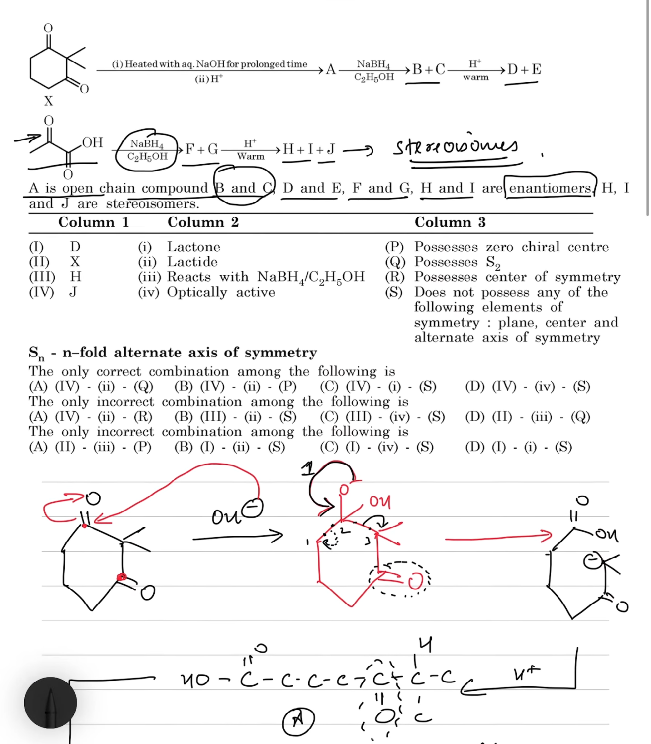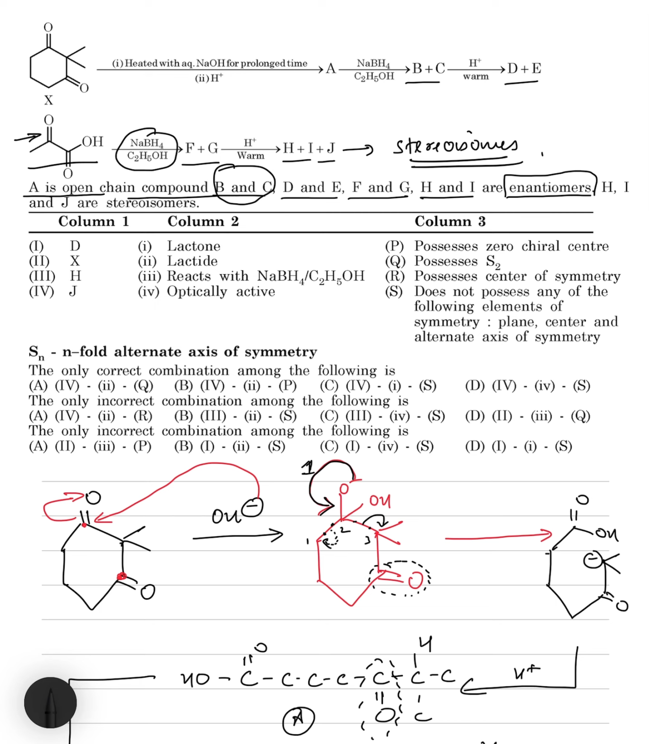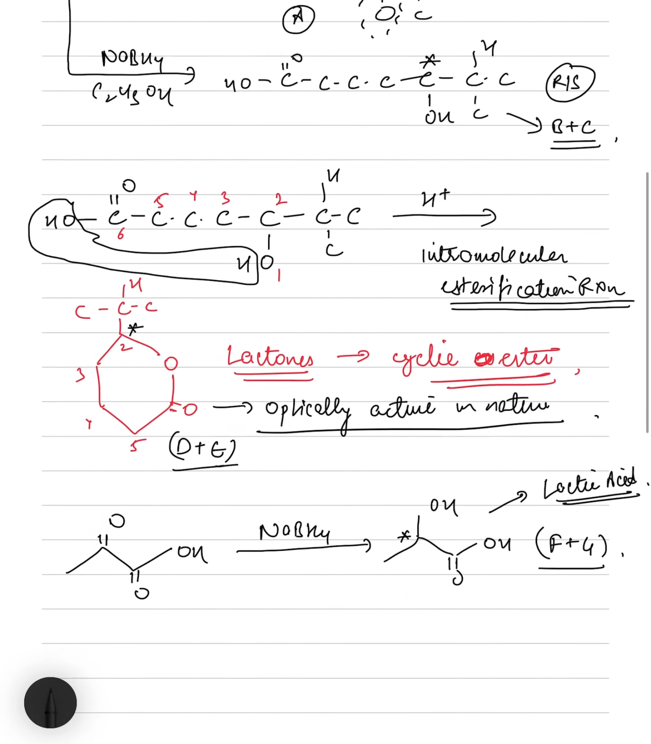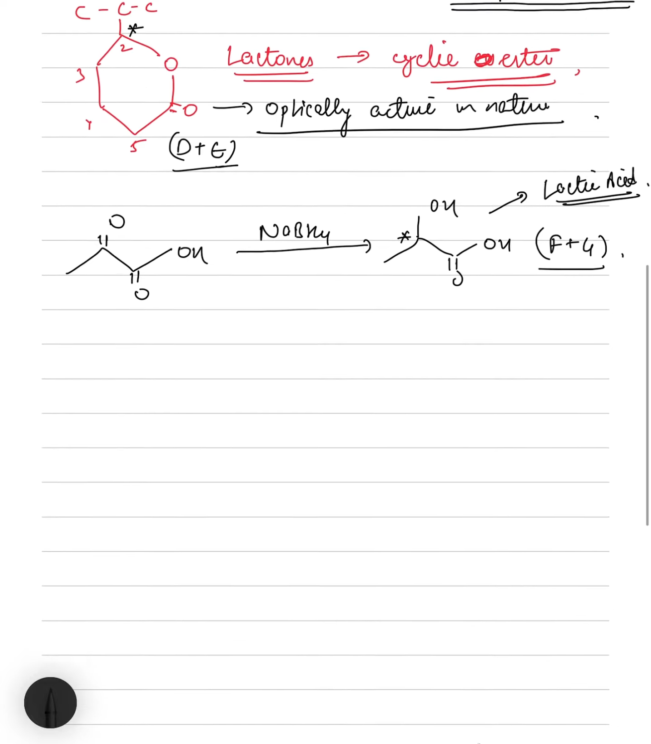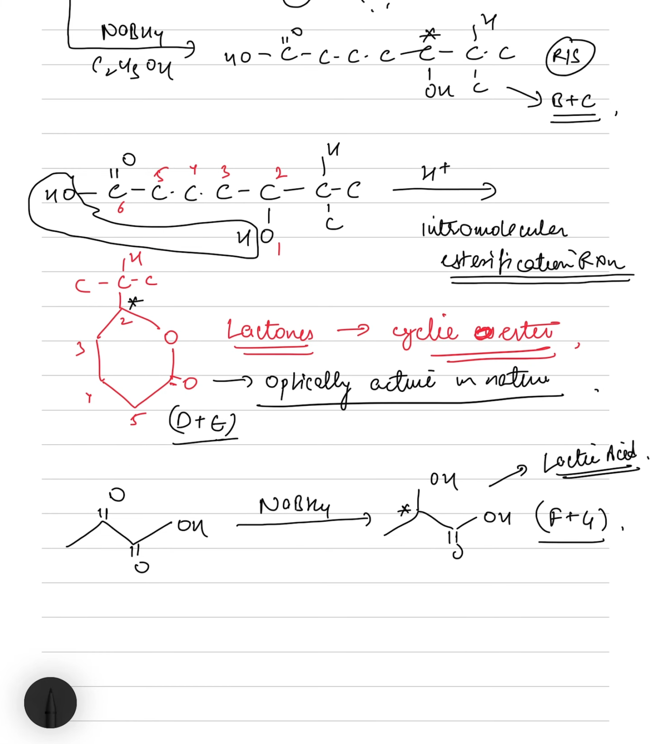Once we have obtained F and G, next is what? Next, in warm conditions, in the presence of acidic medium, we are obtaining the 3 products H, I and J. So let's see how we obtain this. Now here we have obtained the alpha hydroxy carboxylic molecule, and within the molecule we have an OH group as well as a carboxylic group. So one thing should click to us, that we can do the intramolecular esterification reaction. But remember, once we do the intramolecular esterification reaction, we have to take care of the ring size also.